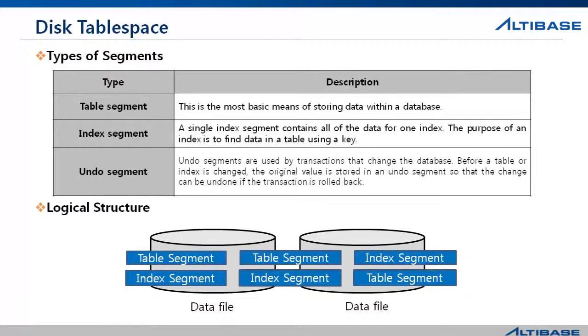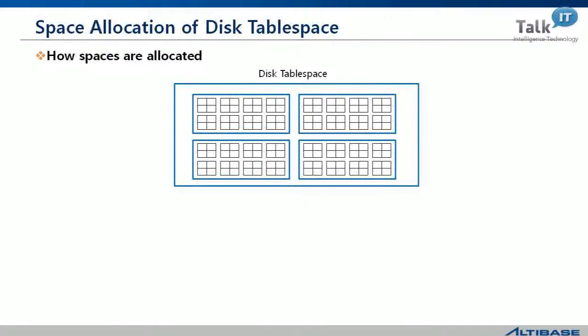Okay, as you can see from the logical structure, the segment is logically saved into tablespace, but physically saved into data file. So one tablespace can have one or more segments. So far we have looked at how spaces are located in this tablespace. Now we're gonna have a look at them in a diagram. As you can see from the diagram, the tablespace has 4 extents inside.